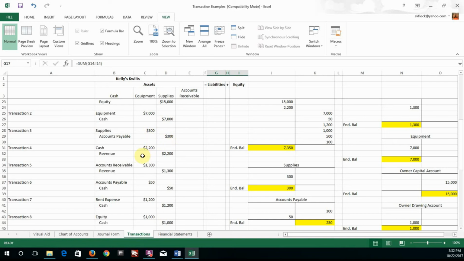We received revenue. We received cash from a customer that bought one of our items. So we've increased our cash. We've increased our revenue. This is my debit. This is my credit.